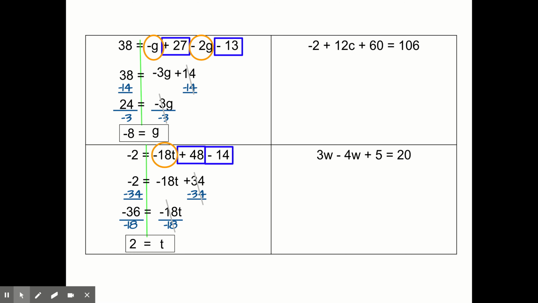All right, that's it for now. Those are our 4 examples. Tomorrow in class, we will be doing group work with the problems on the right.